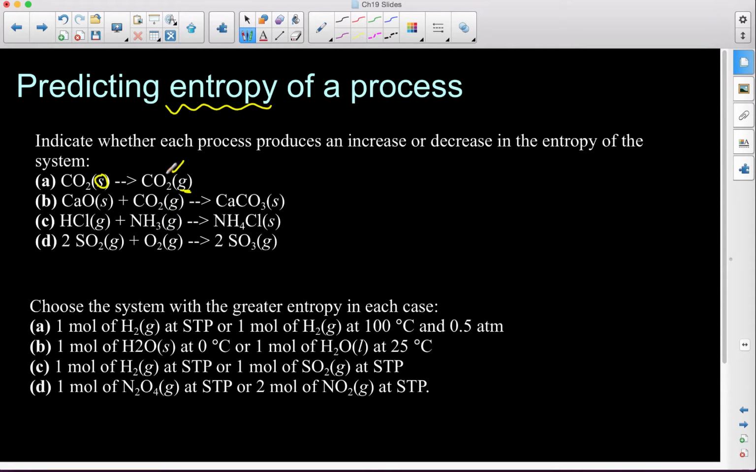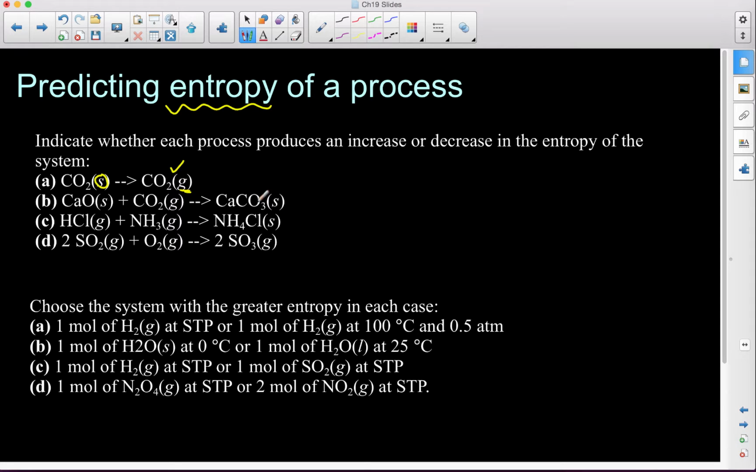Yes? Okay, so here we have some calcium oxide solid, some CO2 gas, and then we take all of that and do a synthesis reaction and make some calcium carbonate. That reaction should look familiar, by the way. And we form calcium carbonate. Now, do we increase our microstates or decrease our microstates?